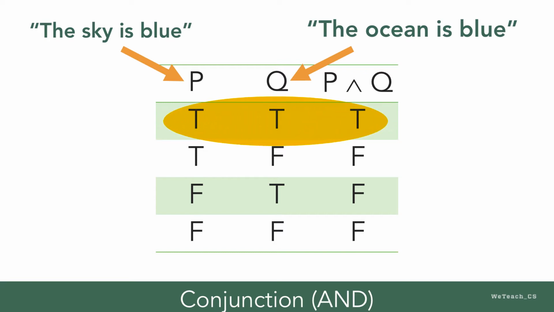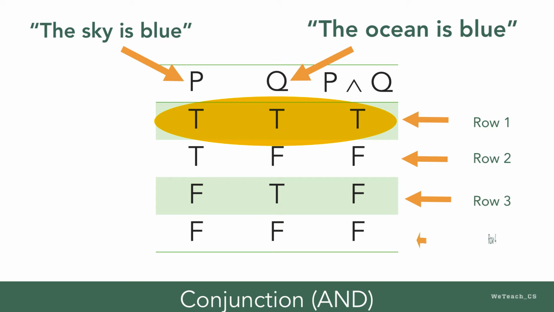Here in row 1, we would read the output of P conjunction Q as "the sky is blue" and "the ocean is blue," with an output of true. In row 2, we read this as "the sky is blue" and "the ocean is not blue," as having an output of false. In row 3, "the sky is not blue" and "the ocean is blue," as having an output of false. And row 4, "the sky is not blue and the ocean is not blue" has a false output. Be sure to review if you do not get it straight away before moving on.